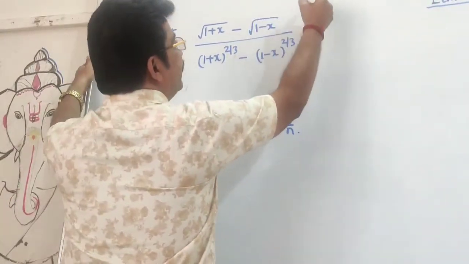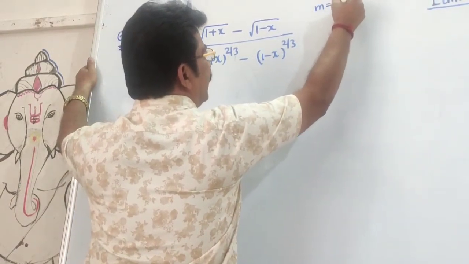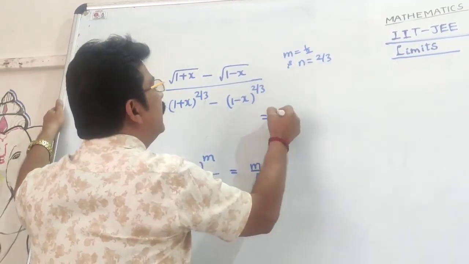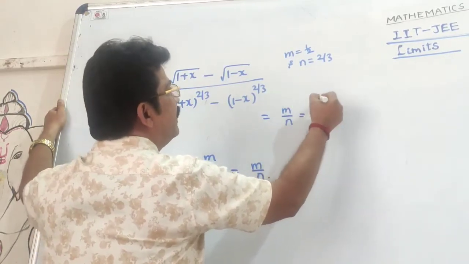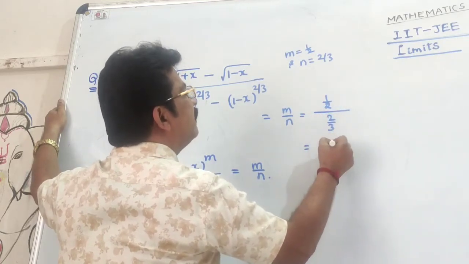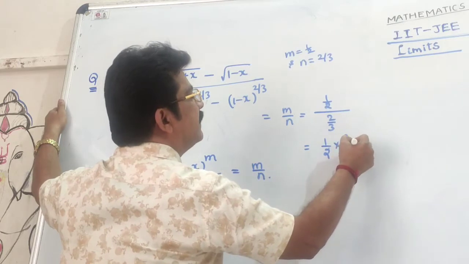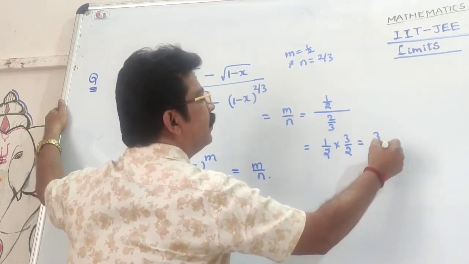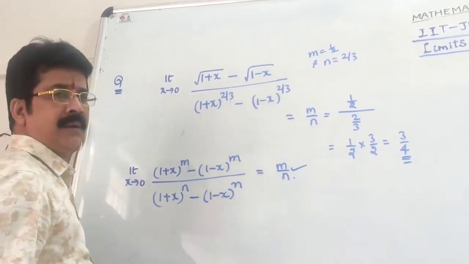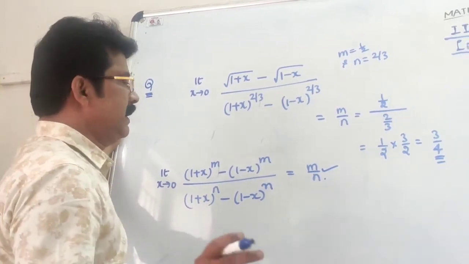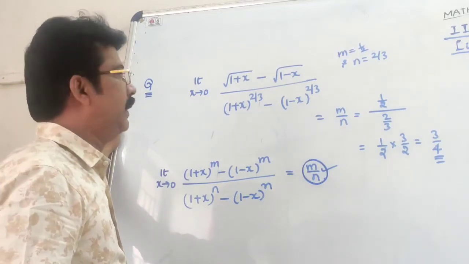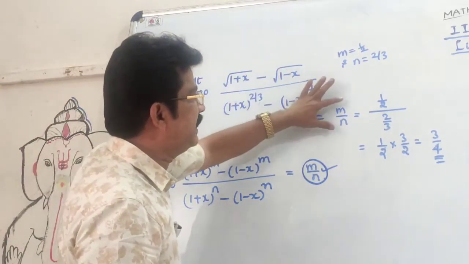So here m is equal to 1 by 2 and n is equal to 2 by 3. Therefore its answer is m by n. M means 1 by 2 divided by 2 by 3, so that is equal to 1 by 2 into 3 by 2. So finally 3 by 4 is the right answer. So we can depend on the formula m by n, or actually it is derived by applying L'Hospital rule. Actually this is the first method using the direct shortcut.